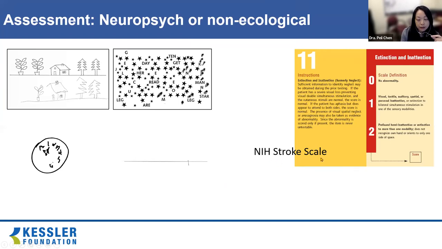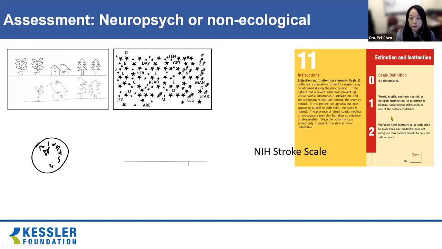And here is another test we call the NIH Stroke Scale. There are 11 items on the NIH Stroke Scale. The last item is extinction. It's related to spatial neglect. It's something that in previous slides I said I'm going to tell you more about. So it is not a paper-pencil test. It's a so-called confrontational examination from the clinician's perspective.